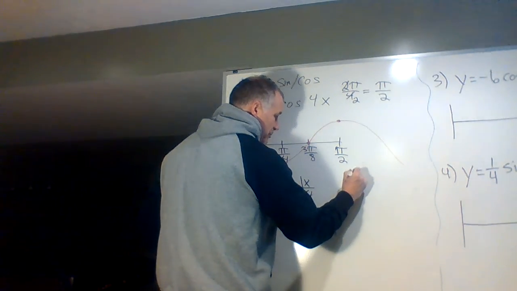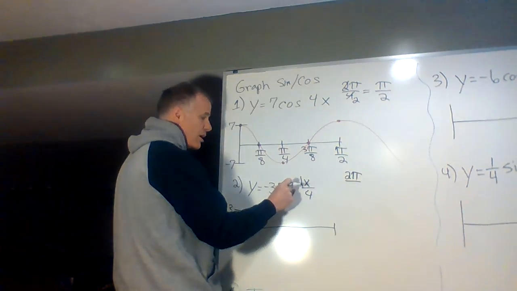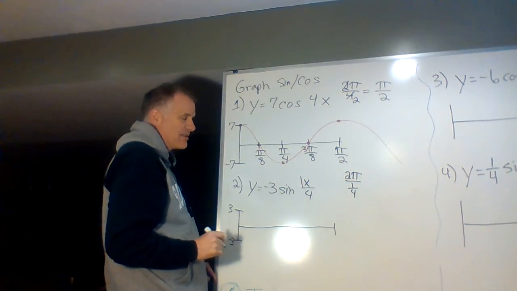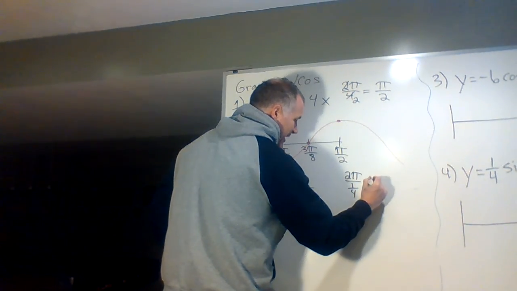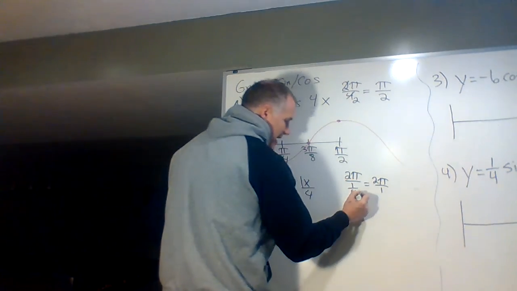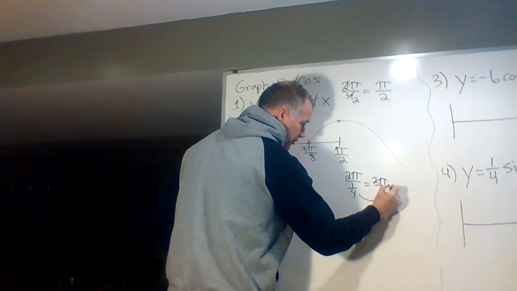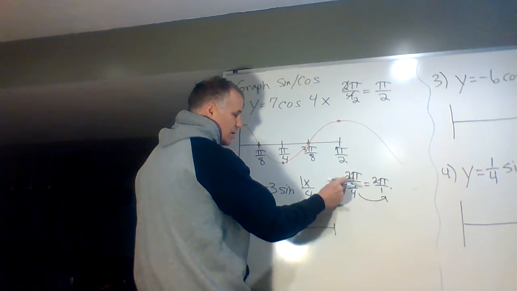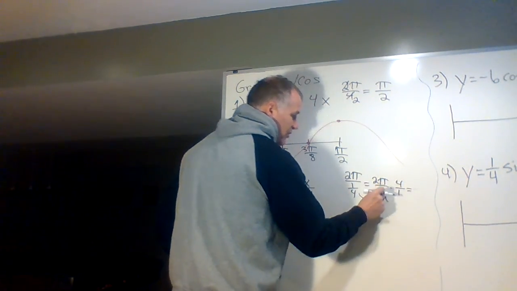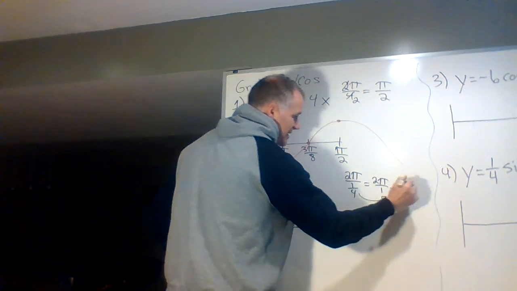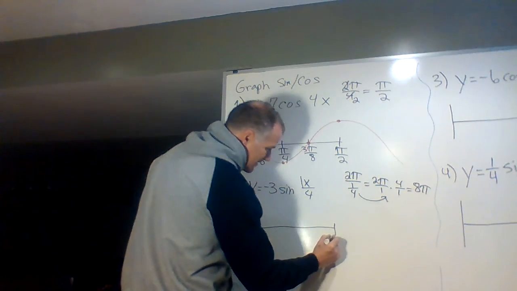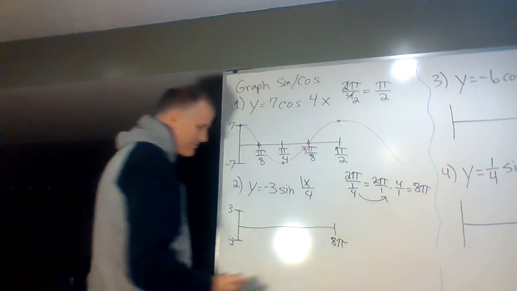So we have 2 pi over 1/4. So 2 pi divided by 1/4. Now again, if you were watching yesterday, I can think of 2 pi as 2 pi over 1. And then I'm going to reciprocal the 1/4. Remember, multiply by the reciprocal. So 1/4 flips over, becomes 4 over 1. The 1's don't do anything on the bottom, but 2 pi times 4, 8 pi. So that's saying that our last dash here is going to be 8 pi.